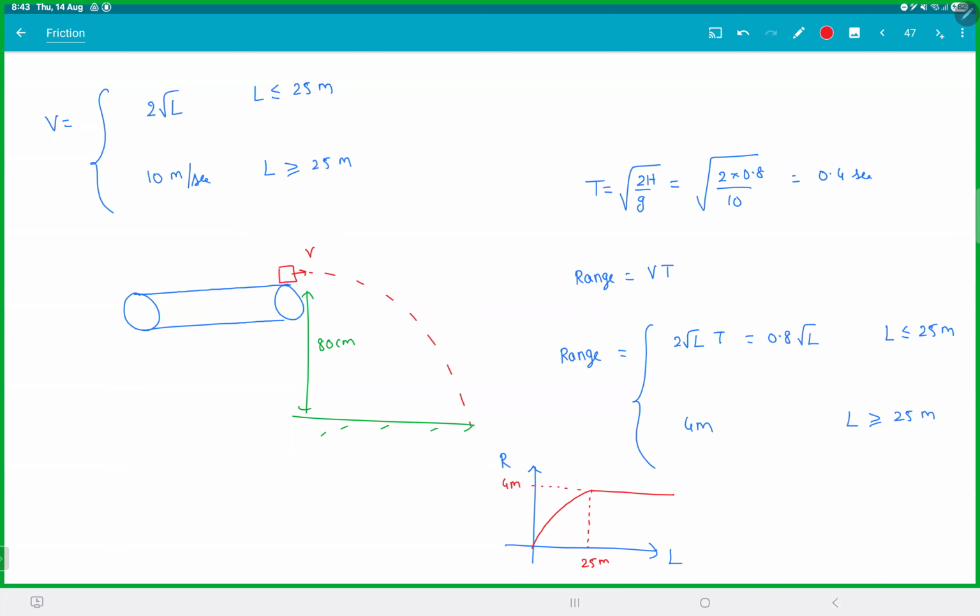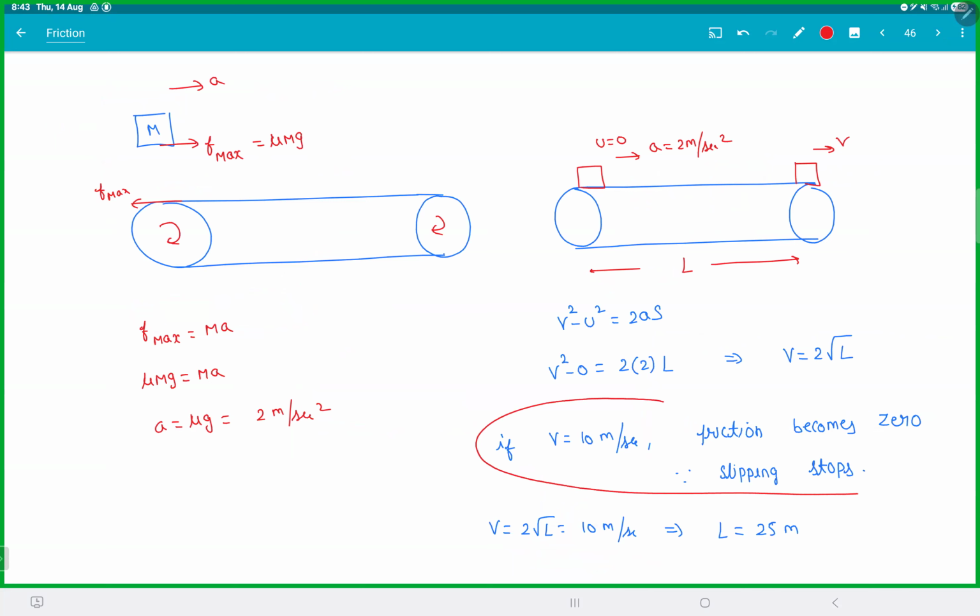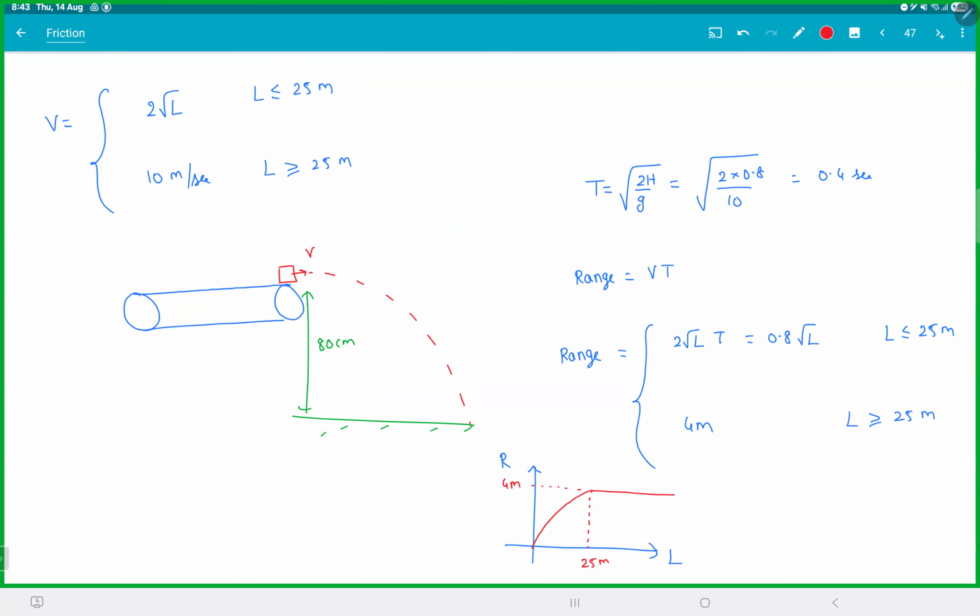Is this clear, everyone? So the main catch is this point here. At 10 meters per second, friction becomes 0 and the slipping stops. Any doubts on this? Let's see one more. Decent question. So that's it. It's a small trap.